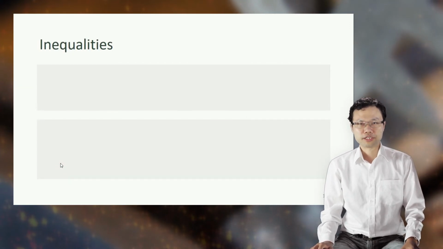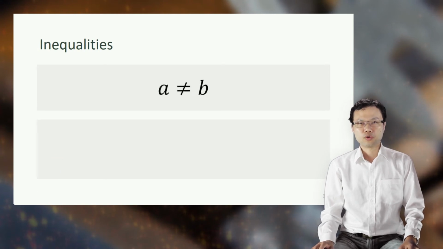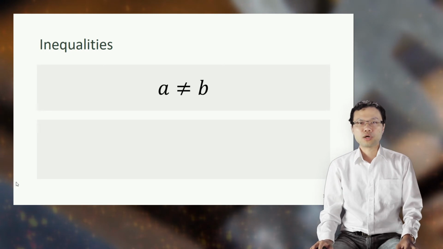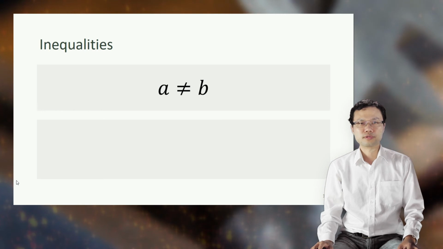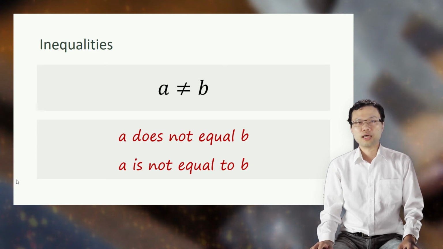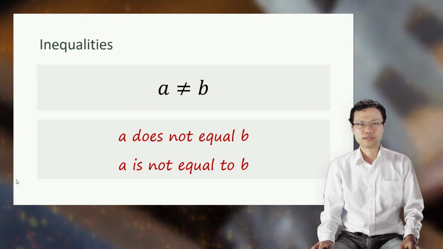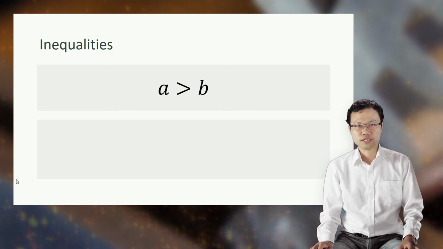Our next topic is the inequalities. An inequality is a mathematical relation in which two quantities A and B are not equal. This expression is read A does not equal B, or A is not equal to B. There are four types of inequalities.